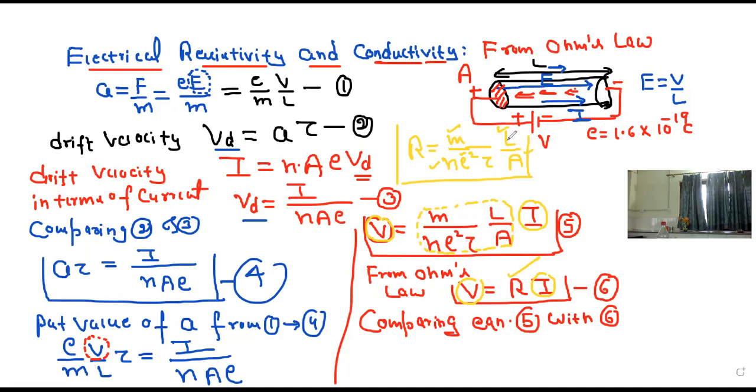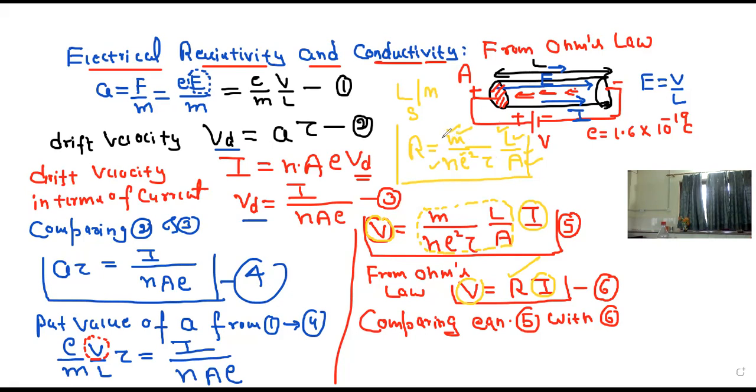Now we can conclude that if we bend this wire into any shape, suppose I convert this wire into L shape or M shape or S shape, bending the wire in any shape is not going to change the resistance of the wire. When we bend the wire, the overall area remains the same, the length of the wire does not change, the mass m of the electrons does not change, the total number of electrons does not change, the charge on the electron does not change, and the relaxation time, the time between two successive collisions, also does not change.